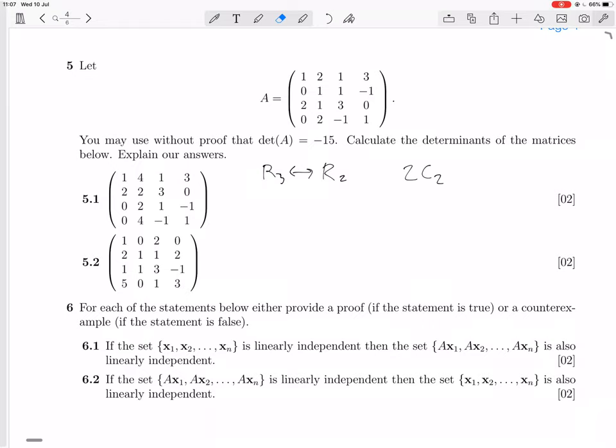So you get 2, 1, 3, 0 becoming a new row 2, except that it's multiplied by 2 because column 2 gets multiplied by 2. 0, 1, 1, minus 1 becomes a new row 3, except that it's now 2 because that column is multiplied by 2. Here you have 0, 2, minus 1, 1, and here 1, 2, 1, 3, again multiplied by 2. Yes. So this swapping will give us a minus sign, and multiplying a column by 2 will multiply the determinant by 2, so the determinant will end up being 30.